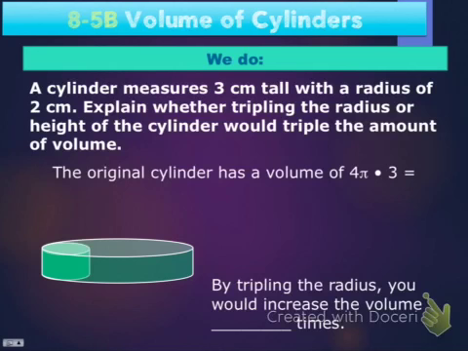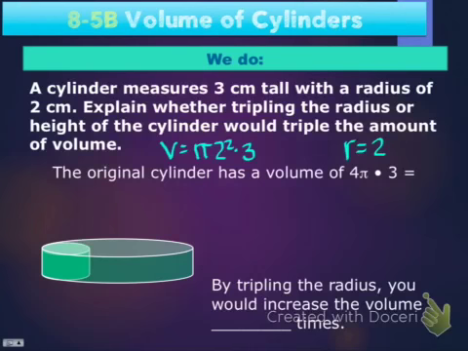The next two are going to be examples that we do together. They're going to be we-dos because they are both changing dimensions. So this is going to start with an original cylinder that measures 3 centimeters with a radius on top of just 2. And we're going to explain whether tripling the radius or tripling the height of this cylinder would triple the amount of the volume. So we're going to think about the original cylinder first. So the original has a radius of 2 and a height of 3.